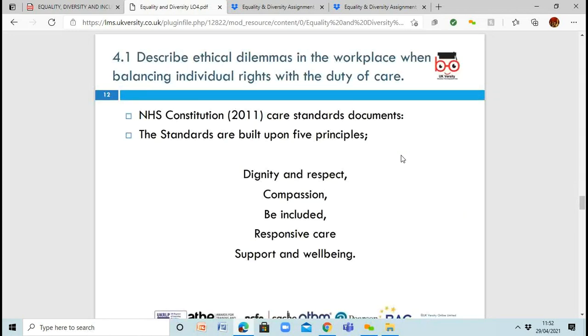Then we've got the NHS Constitution of 2011. They just got some care standard documents, and these standards are built on 5 principles. And again, these are just so relevant within equality and diversity, it goes without saying. Got dignity and respect, compassion, be included, responsive care, and support and well-being.